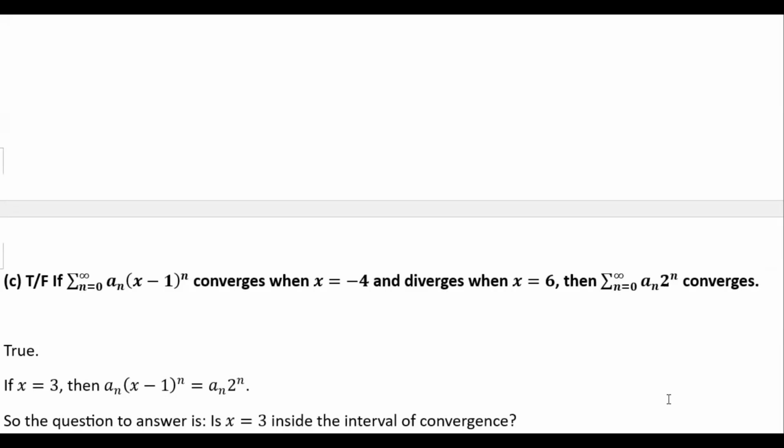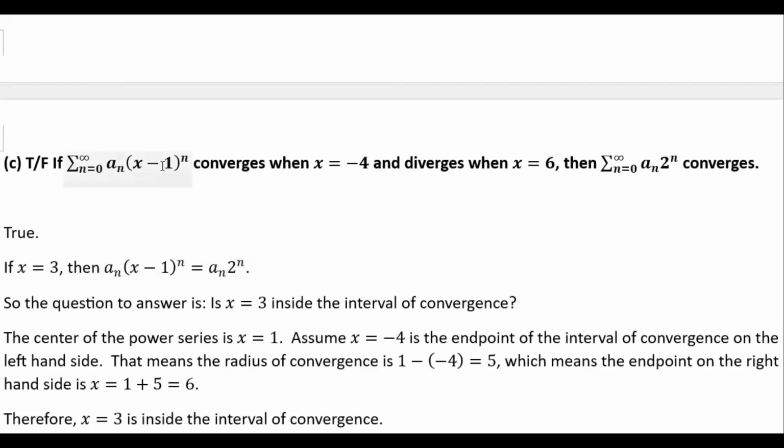Where's the center of this power series, by the way? It's at x is equal to 1. Okay. So the radius of convergence goes radially outward from 1. That's what I said over here. The center is 1. So let's assume that x is -4 is at the endpoint. It tells us it converges. Okay, let's assume that's the boundary at the endpoint. It stops at this endpoint. So what's the radius of convergence if that's the case? It's 1 minus -4, which is 5. So this is kind of like a worst case scenario thing.